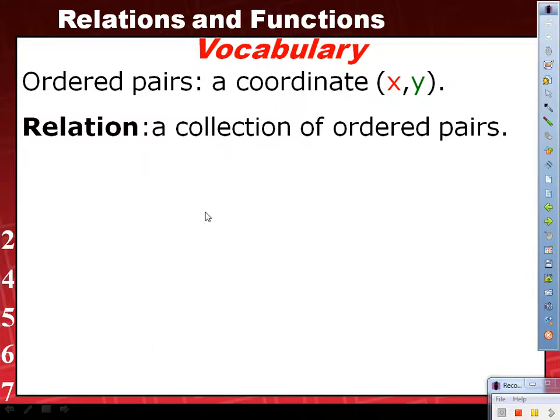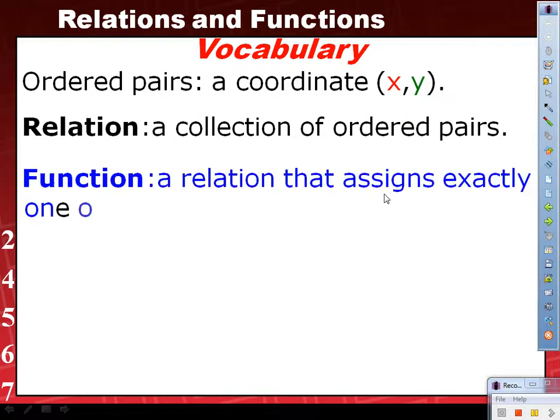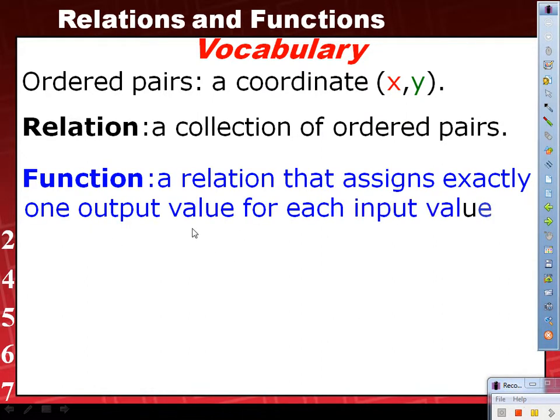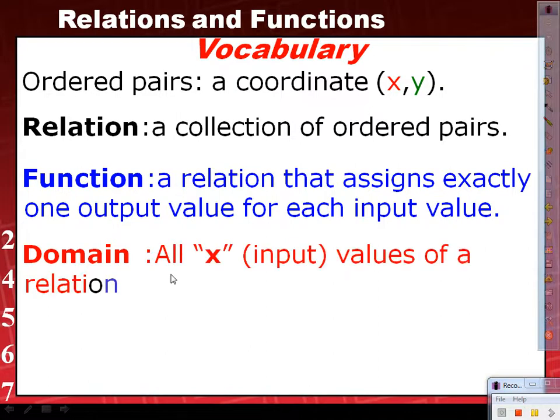Next, a function. A function is a relation that assigns exactly one output value for each input value. And I'll show you that in a little bit. Okay? Next, domain. Look at the color. It's red. Look at my ordered pair. What do you think this is going to be related to? The x value. So the definition for a domain is all x values of a relation or function.